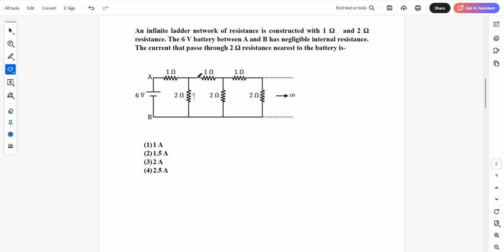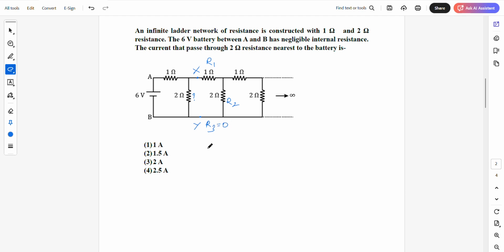Okay, let us take x here and y here. This is again an infinite ladder. This is R1. This is x, this is y. We will try to find out the equivalent resistance between x and y. This is R1, this is R2, and how much is R3? R3 is 0, right?